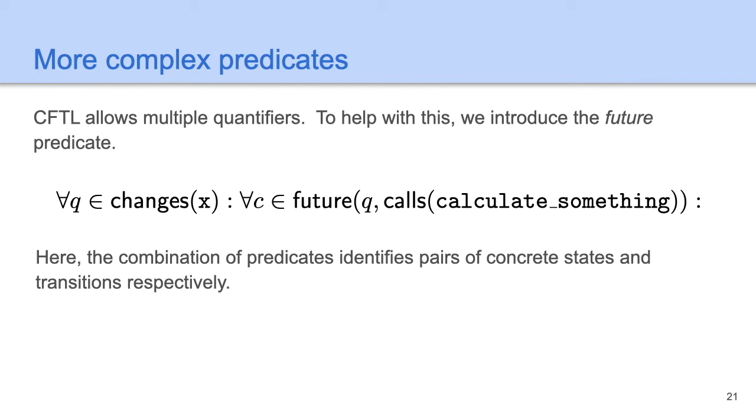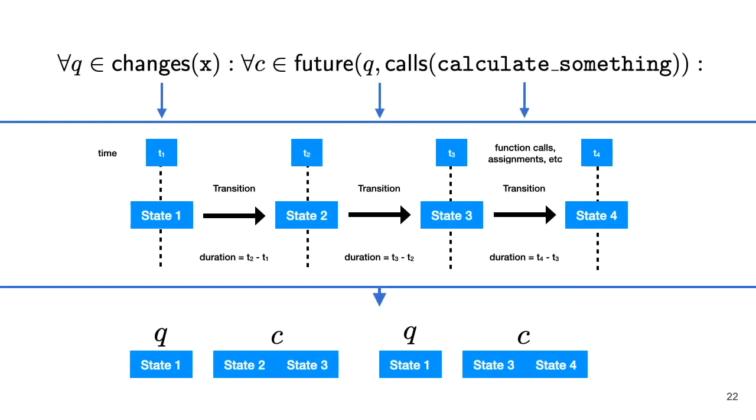In this case, the pairs will consist of concrete states, captured by the first quantifier, and then transitions, captured by the second quantifier. An important detail to take note of in this case is that if there are multiple future calls of the function calculate something after a single change of x, then multiple pairs will be generated with the same change of x, but a different call of calculate something in the future. We see this idea illustrated here.